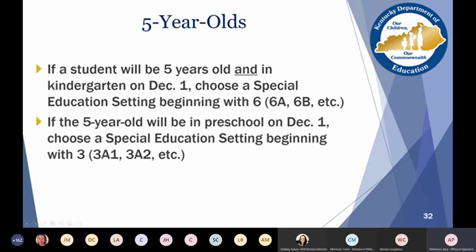So that started December 2nd of 2019. We may have some cleaning up to do with this, but we'll worry about that when the time comes, I guess, but you probably want to go back and check. And I'll run a report when school starts up again in the fall and see how many students we have that are mislabeled. If the 5-year-old will be in preschool on December 1st, choose a special education setting beginning with 3. So if the student is in preschool, you're still going to use that 3 enrollment.